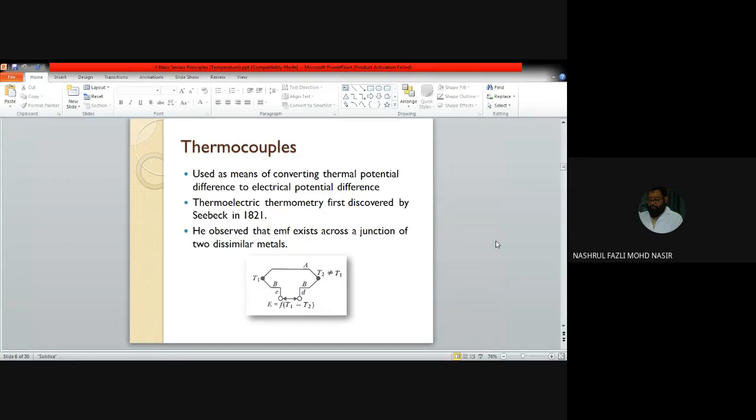First of all, the definition. How does it work? How does it measure temperature? Thermocouples convert thermal potential difference to electrical potential difference. So try to relate it with the previous notes every time you learn. It's a transducer, because it converts one measurement to an electrical signal. So thermocouple is a transducer.